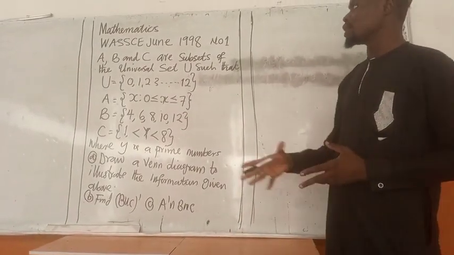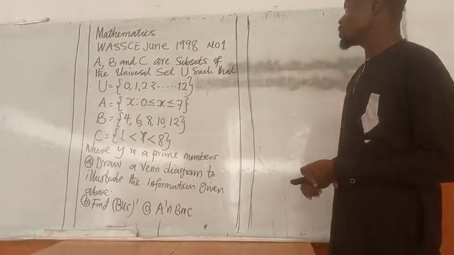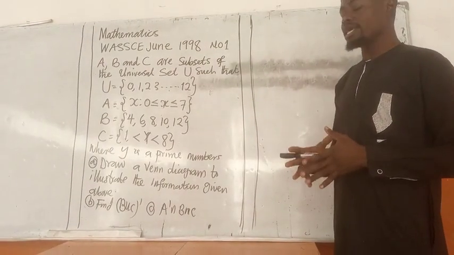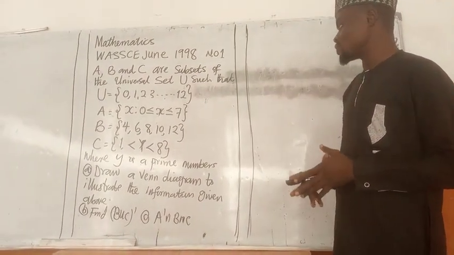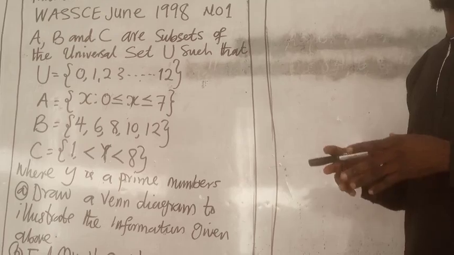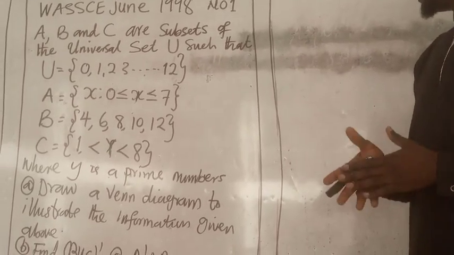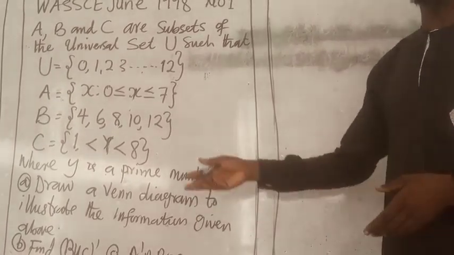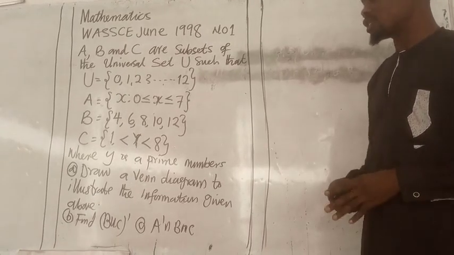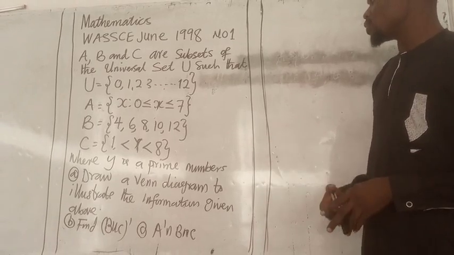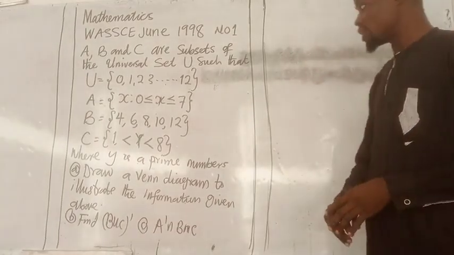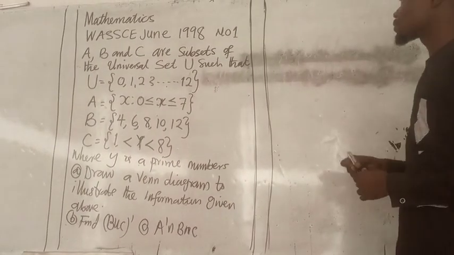Today we are going to look at WAEC question, June 1998, number 1, which is set theory. The question says A, B, and C are subsets of the universal set U, such that the universal set ranges from 0 to 12. A is a set builder notation, B is 4, 6, 8, 10, 12, and C is also a set builder notation. We are asked to draw a Venn diagram to illustrate the information and also find this. Let's get started.